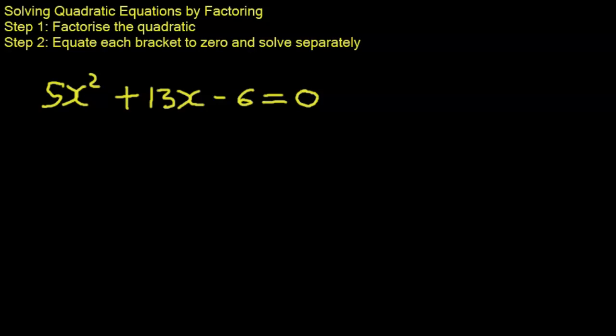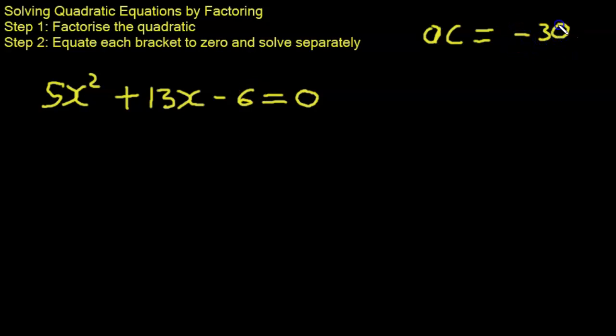Let us look at another problem. 5x squared plus 13x minus 6 is equal to 0. So now we need to rewrite the middle term, the 13x. But again, the two numbers must multiply to give the same result as AC. And what is AC? A is 5, C is minus 6. So AC is 5 times minus 6, which is minus 30.